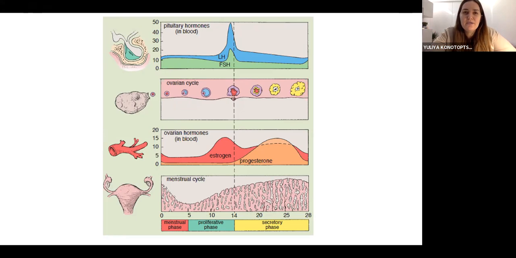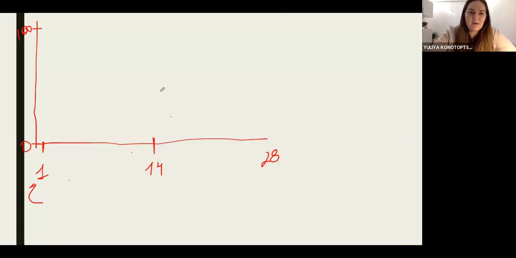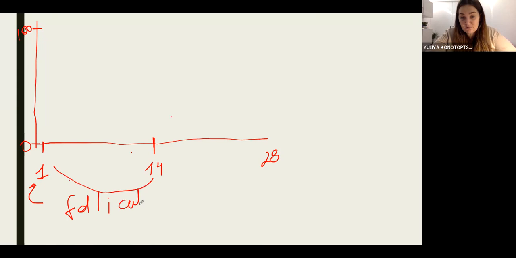Here the first phase is known as the follicular phase. So if I go back, the first half of your ovarian cycle, you will call this phase follicular. Guess what happens during the follicular phase? The follicles are growing, right? That's what we have seen before: primary, secondary, tertiary, Graafian. Cool.